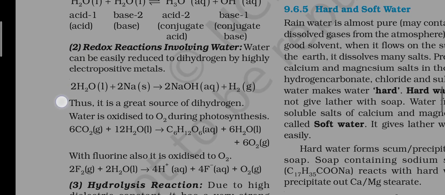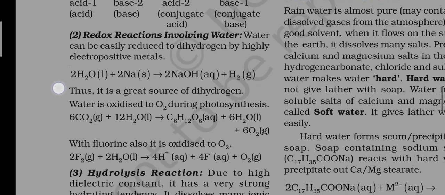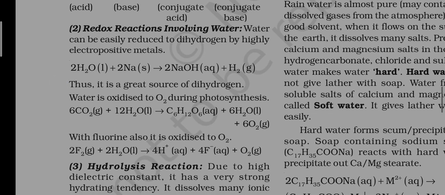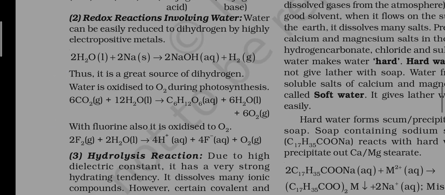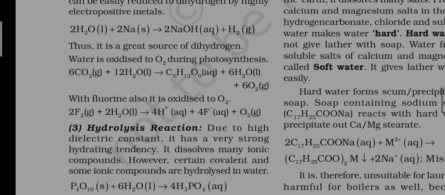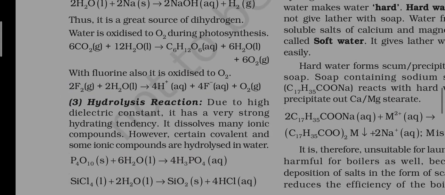Next is redox reaction involving water. Water can be easily reduced to dihydrogen by highly electropositive metal. Thus, it is a great source of dihydrogen. Water is oxidized to oxygen during photosynthesis. With fluorine, water is oxidized to oxygen as well.